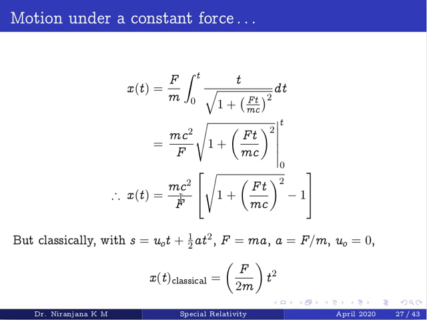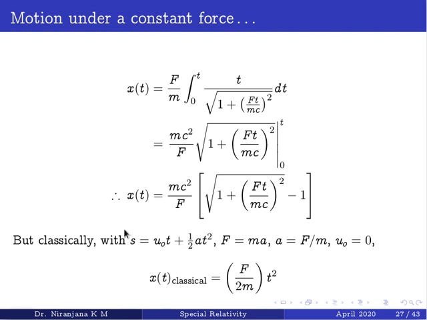Now if a particle is subjected to a force F, and the particle's rest mass is m, and the velocity of light is c, then at any given time t, if you are interested to know its position, you just substitute t here and it will compute the position for you.